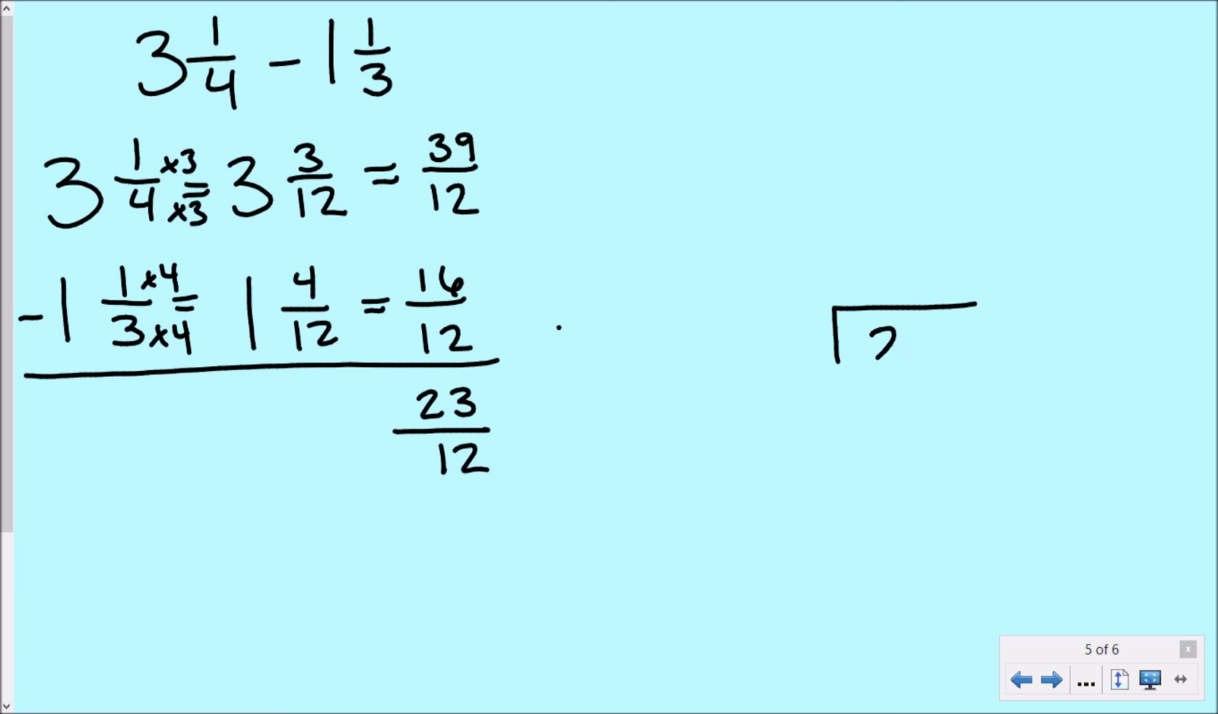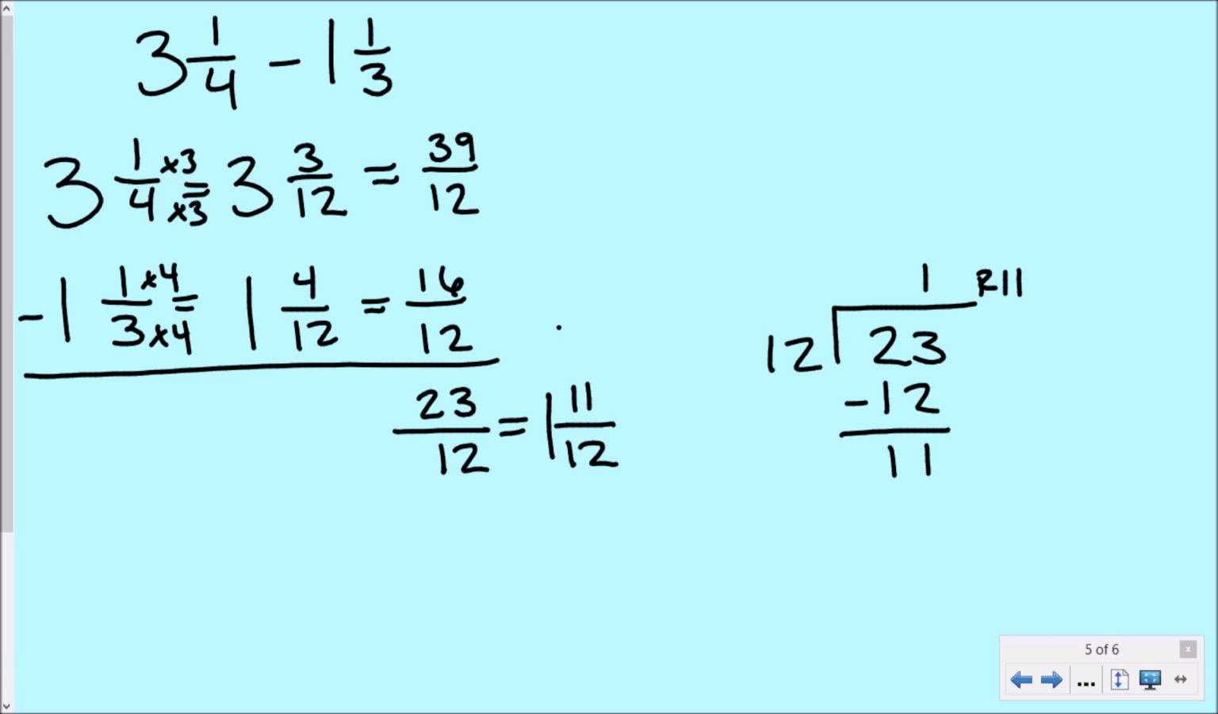So again, we're going to divide the numerator by the denominator like we did in an early example. So 12 goes into 23 once, and then I'm going to subtract 12 from 23, and I end up with 11. So I get 1, remainder 11. Remember that the quotient, which is 1, is your whole number. The remainder is your numerator, and your divisor is your denominator.